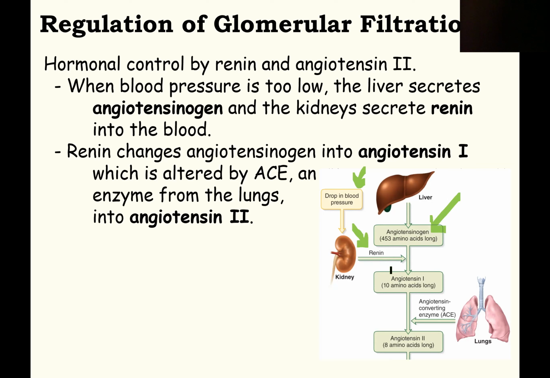Renin changes angiotensinogen into angiotensin I, which is only 10 amino acids long. So basically, renin is like a pair of scissors cutting off 10 amino acids. Angiotensin I is altered by ACE, the enzyme from the lungs, to become angiotensin II, which only has 8 amino acids. All of this happens in the blood.